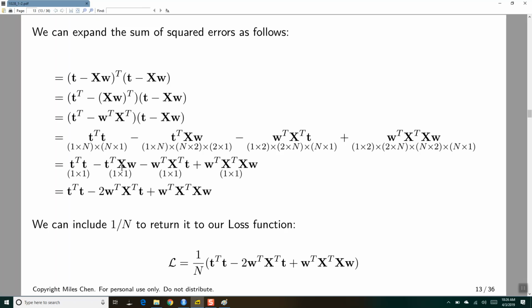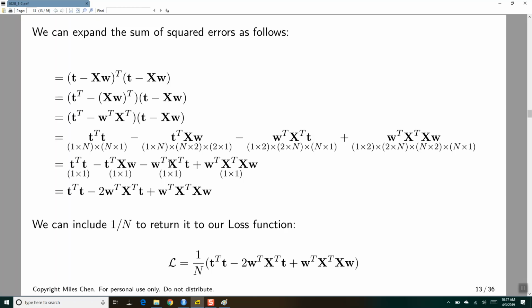And then we can actually combine t transpose xw and w transpose x transpose t, because if we look at these, they are actually scalar values, and they are just transposes of each other, okay? So t transpose xw is the transpose of w transpose x transpose t. This is the transpose of this. They are scalar values, so they're the exact same term, right? So they're the exact same value, you can just combine them, right?